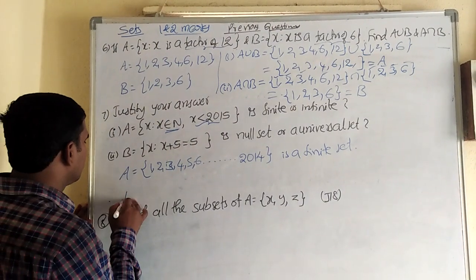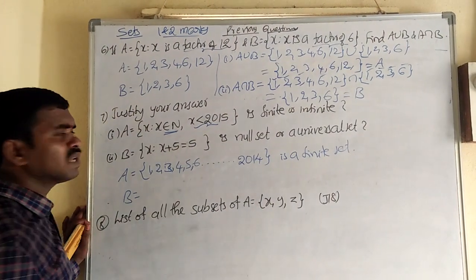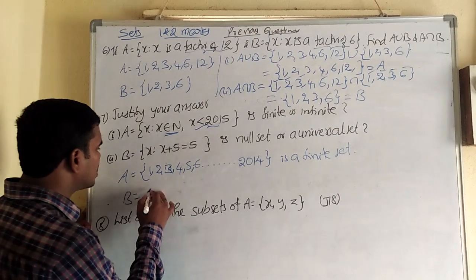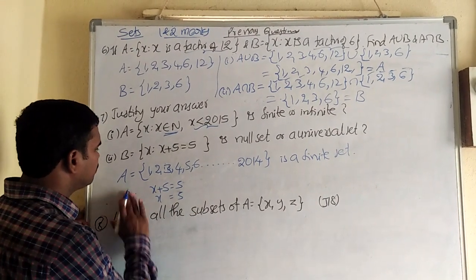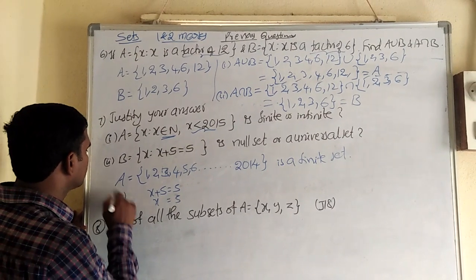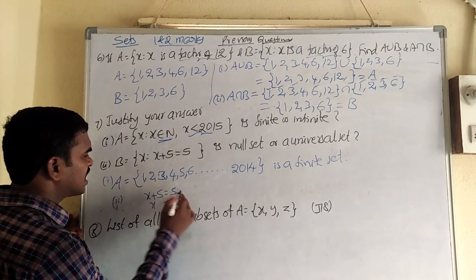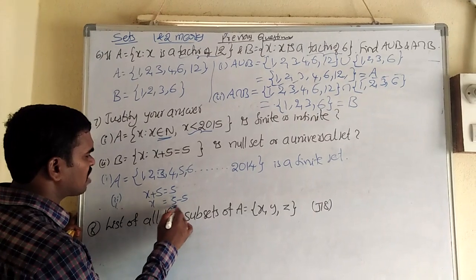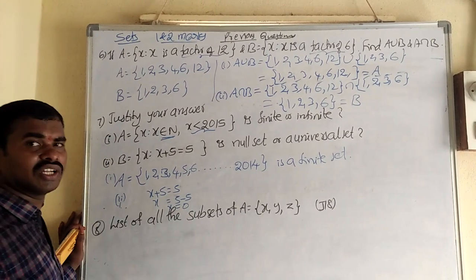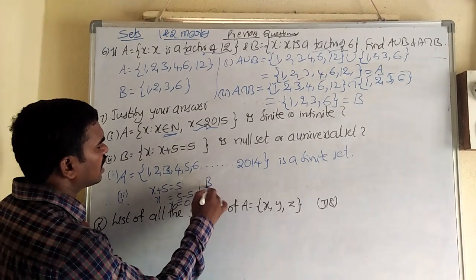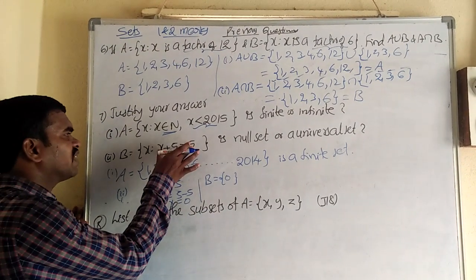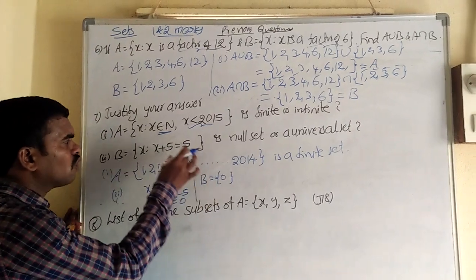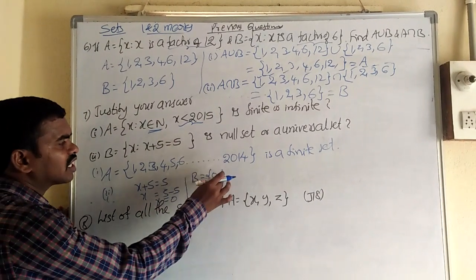What is the second one, B? X such that X plus 5 equals 5. I am simplifying this: X plus 5 equals 5. The plus 5 goes to the right side as minus 5. 5 minus 5, how much? 0. So X is equal to 0. So there is only one element. B equals set of 0. By solving this, we got the X value as 0.